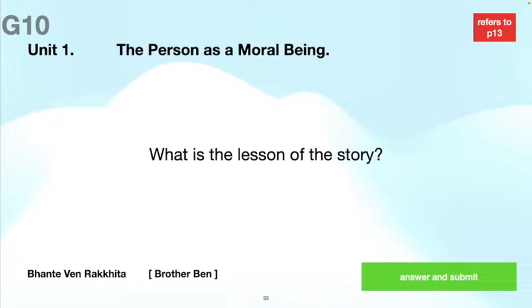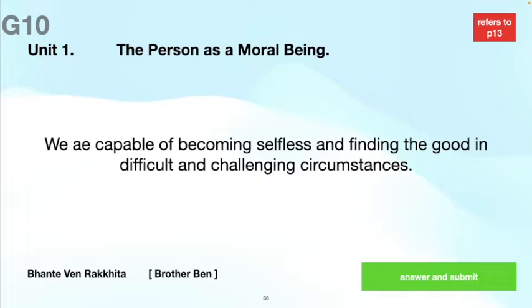So what is the lesson of the story? What do we learn from that? What do you think? Put your thoughts on that forward and pass them to me. We are capable of becoming selfless and finding the good in difficult and challenging circumstances.